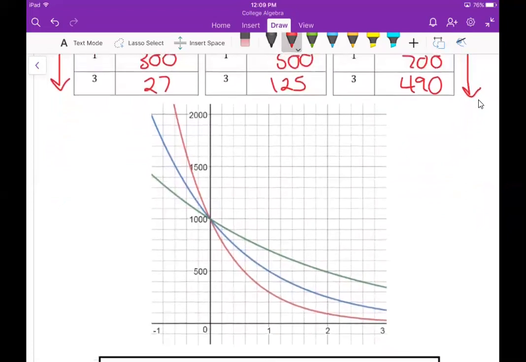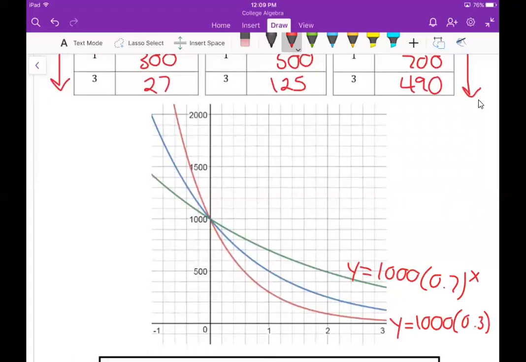So did you match these up correctly? The one that decays the slowest, the green one, should be y equals 1000 times 0.7^x. Decaying slower means you have a higher decay factor. Decaying the fastest means you have the smallest decay factor. And that one at 0.5 just sits in the middle between those two decay factors.